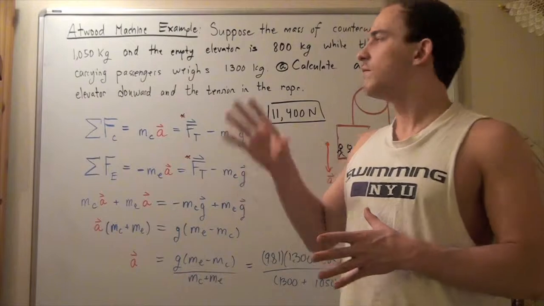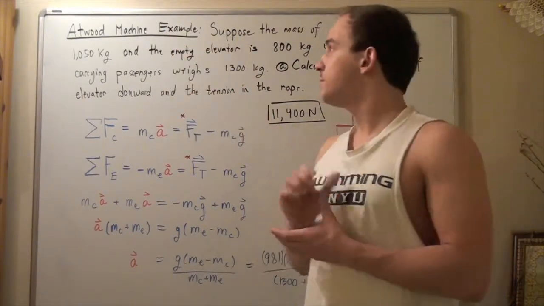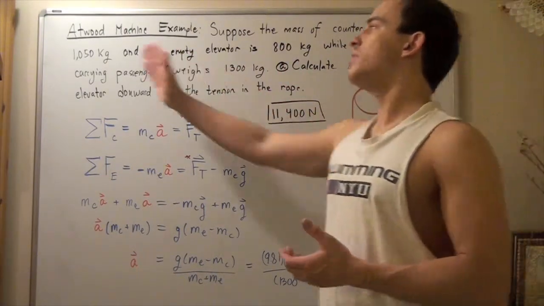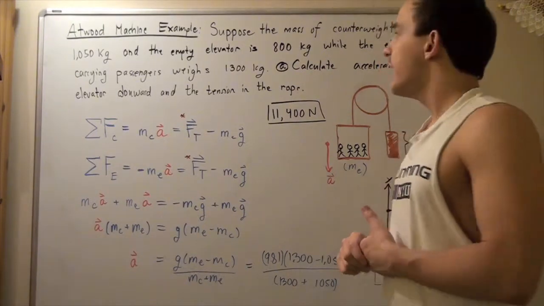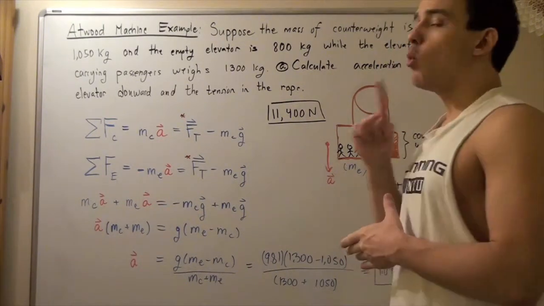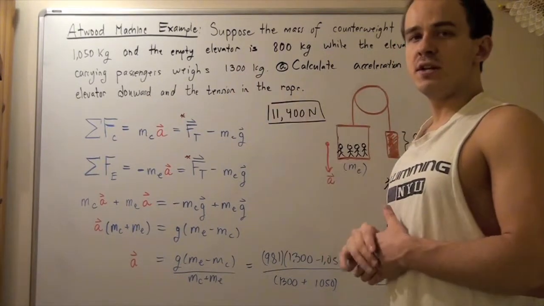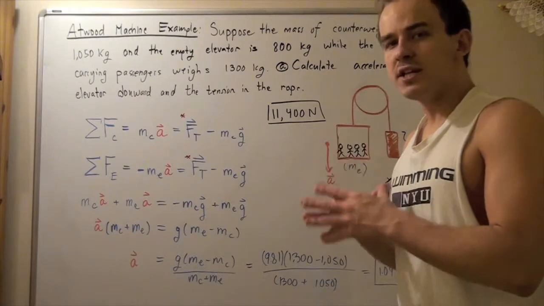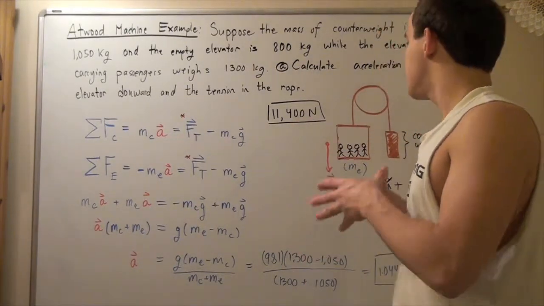So let's look at the following example that deals with the Atwood machine. Suppose the mass of a counterweight is 1050 kilograms and the mass of an empty elevator is 800 kilograms, while the elevator carrying passengers weighs 1300 kilograms. Now we want to find the acceleration of our elevator going downward as well as the tension in the rope.